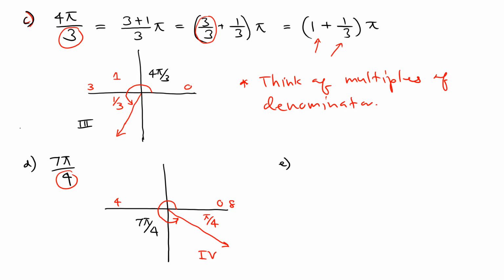Okay. So and then E. So let's do this one. Let's say 7 pi over 6. So again, think of the multiplication argument. So we can look at the multiples of 6. So we can start with 0, 6, yeah, 7. That means it's in the third quadrant.